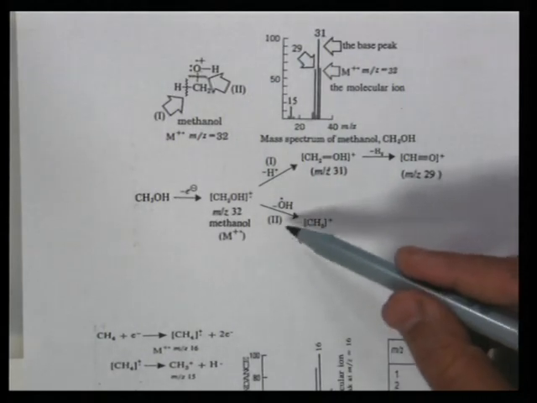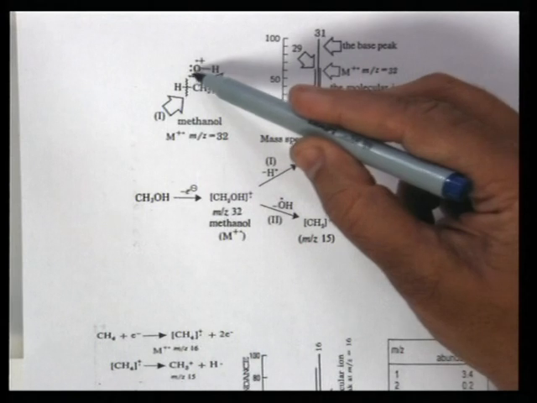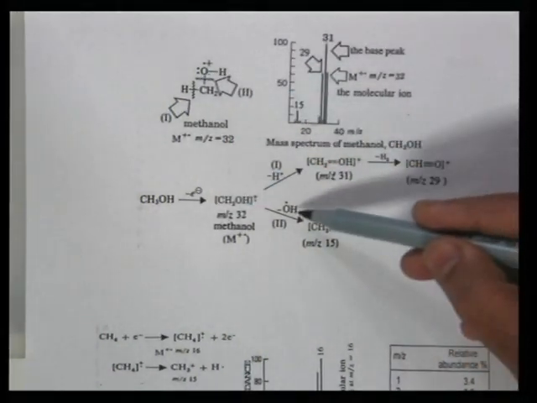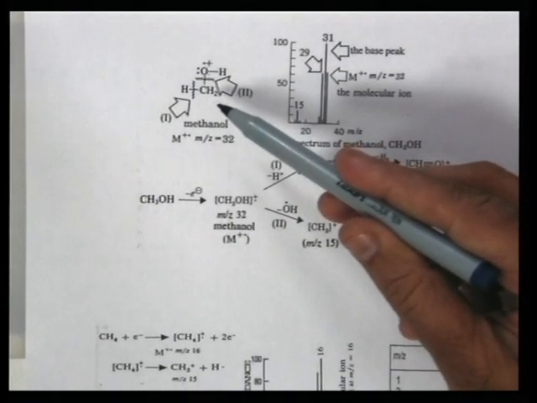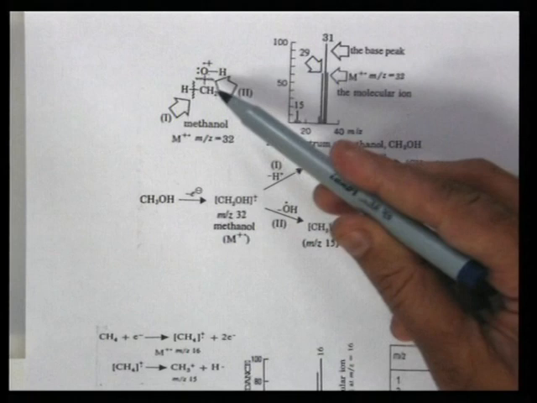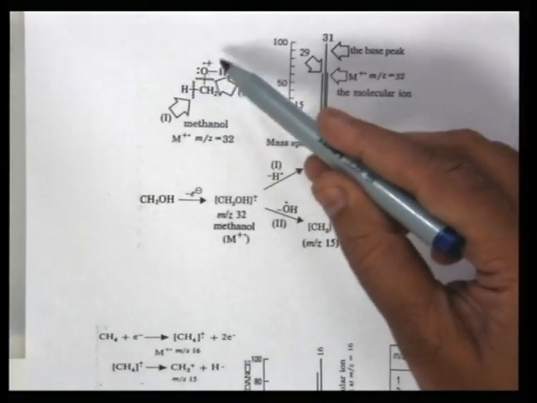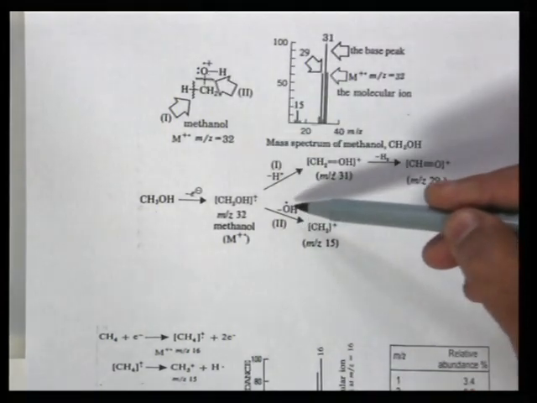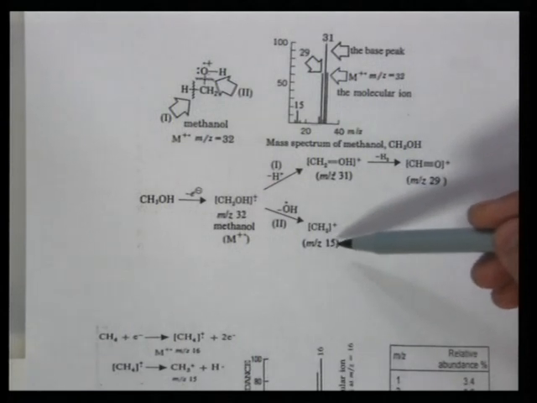Now, in the second part, fragmentation occurs in this mode. The carbon oxygen single bond is broken and an OH radical is eliminated. This carbon has 1 electron, and the OH radical is eliminated, so the whole pair of electrons stays here and the OH radical is removed. A CH3 plus cation is formed, having an M by Z value equal to 15 mass units.